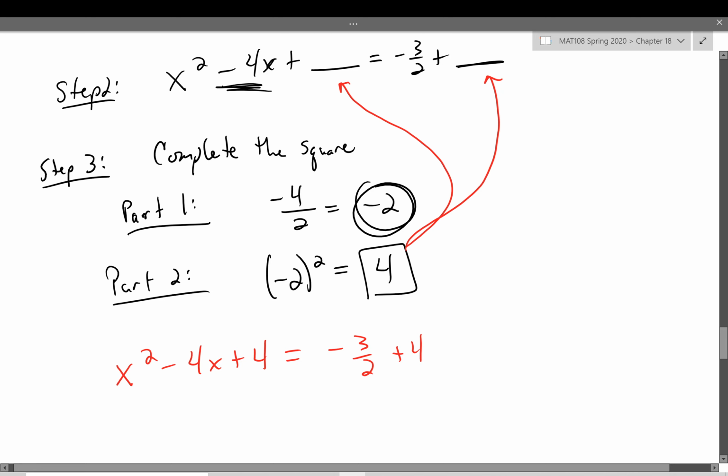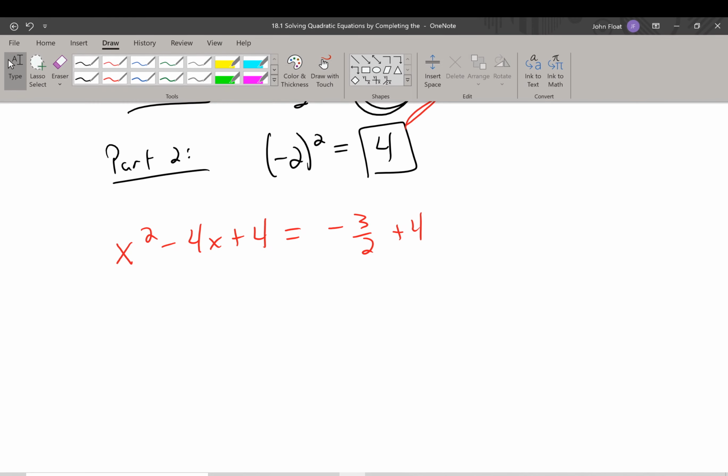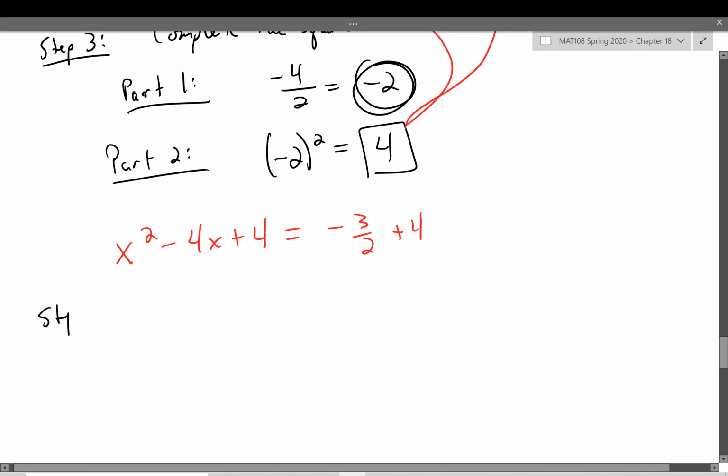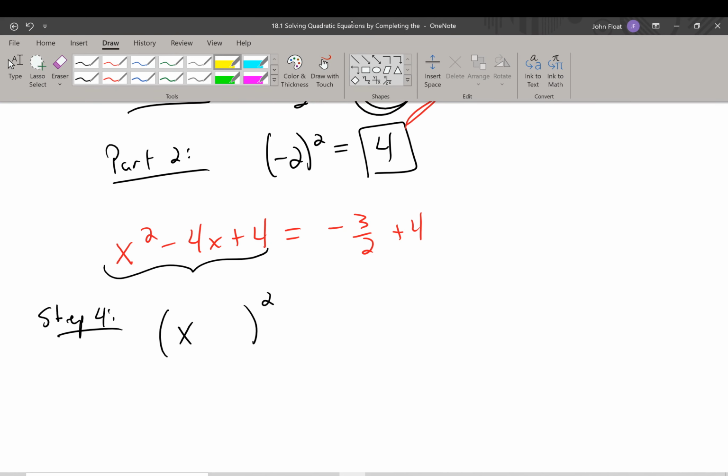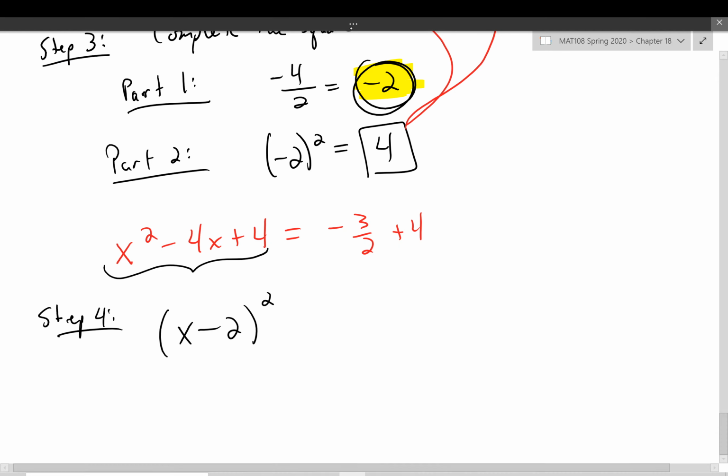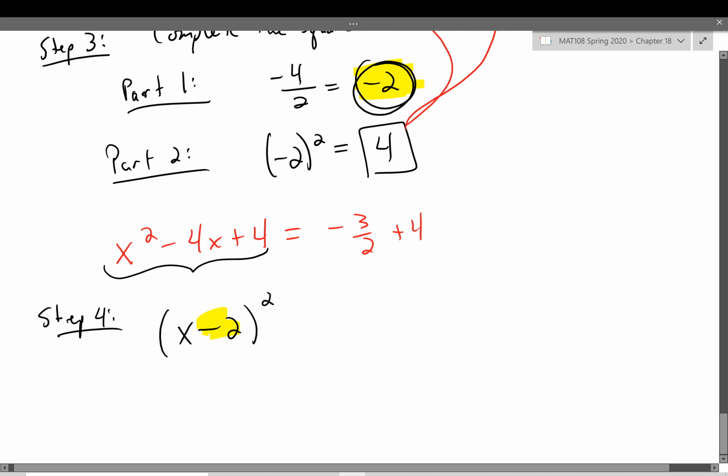Now, step 4, I'm going to factor this. And what does it factor down into? Well, it factors down into the square of a binomial. The variable goes there. And this negative 2, let me highlight the negative 2 so you know what I'm talking about. That negative 2 right there is going to go inside the parentheses, okay? It goes right there.